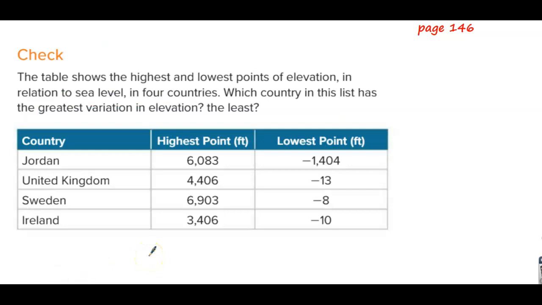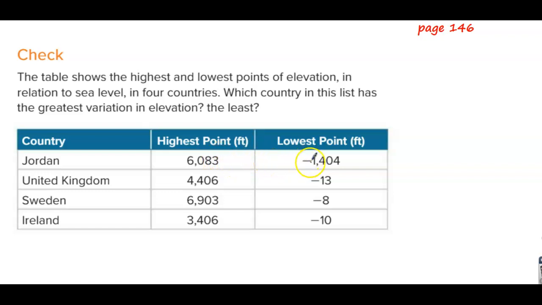The table shows the highest and lowest points of elevation in relation to sea level in 4 countries. So this is kind of like our Mount Whitney, Death Valley example. This is the highest point in Jordan. This is the lowest point in Jordan. Highest point in the UK, lowest point in the UK. They want to know which country has the greatest variation and which has the least.